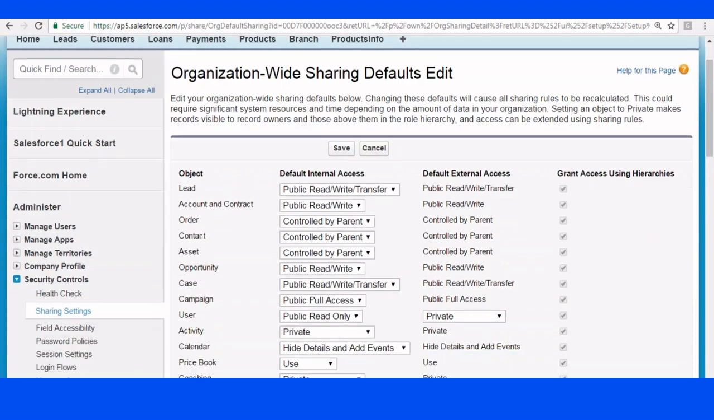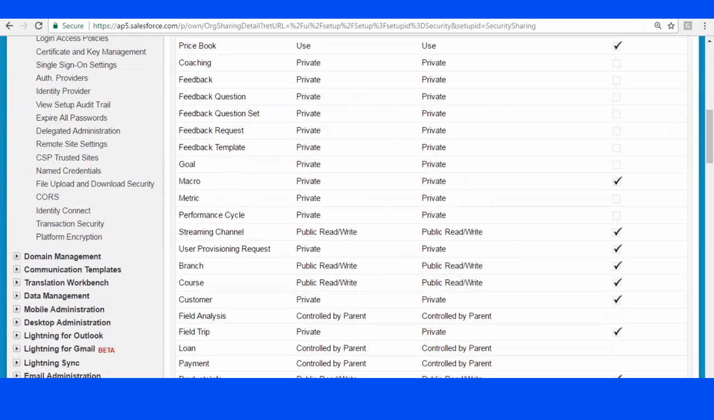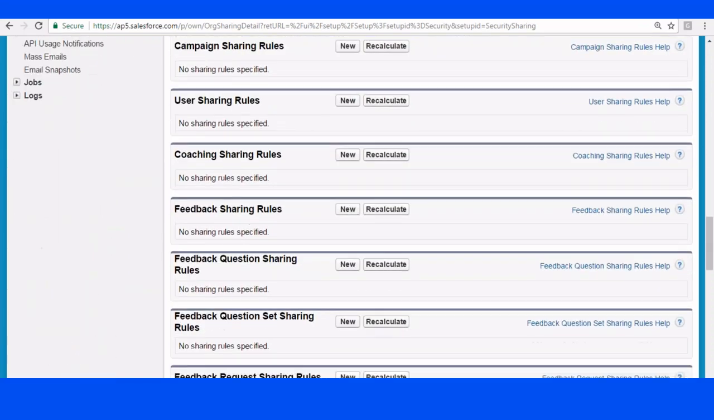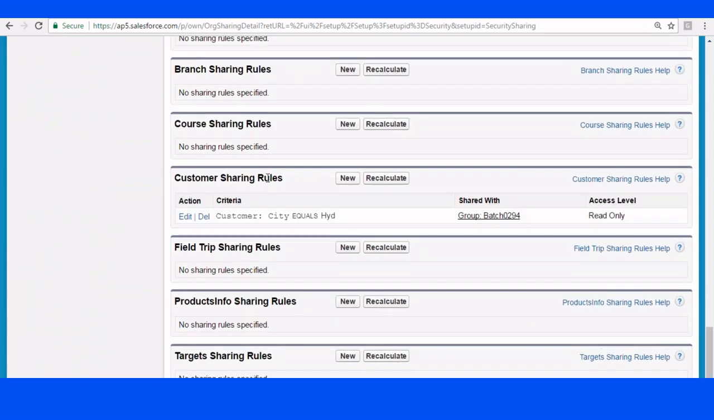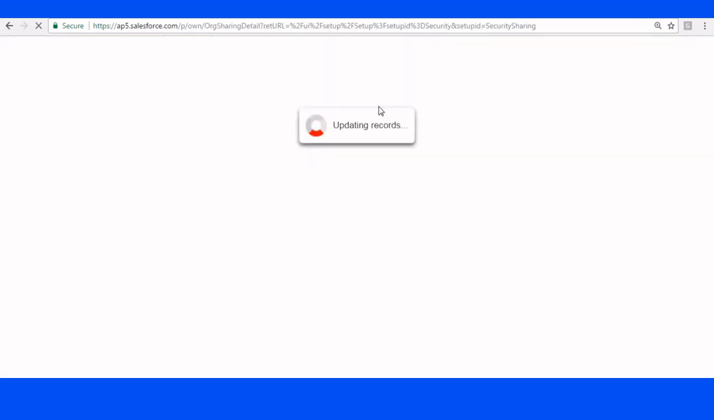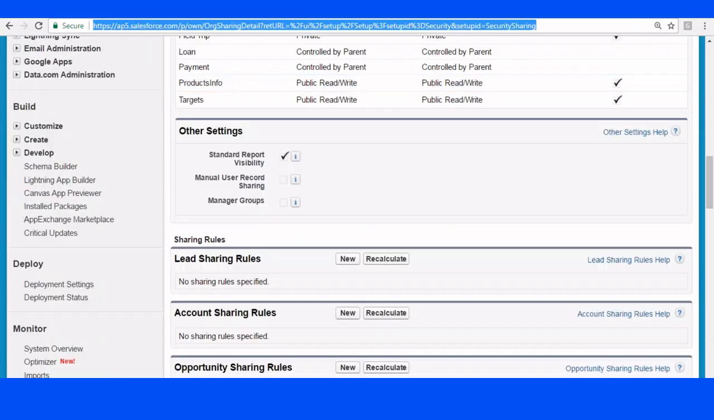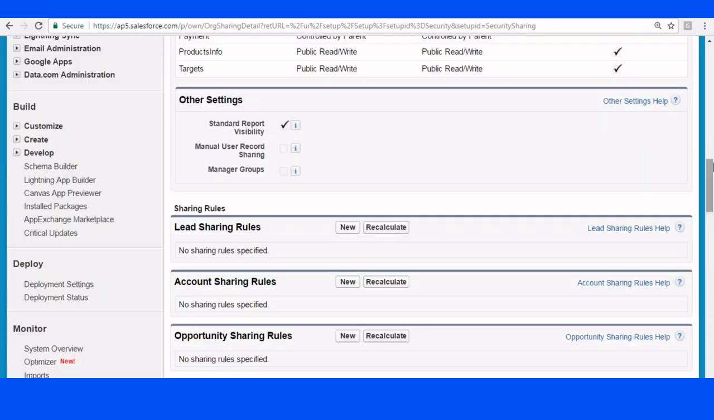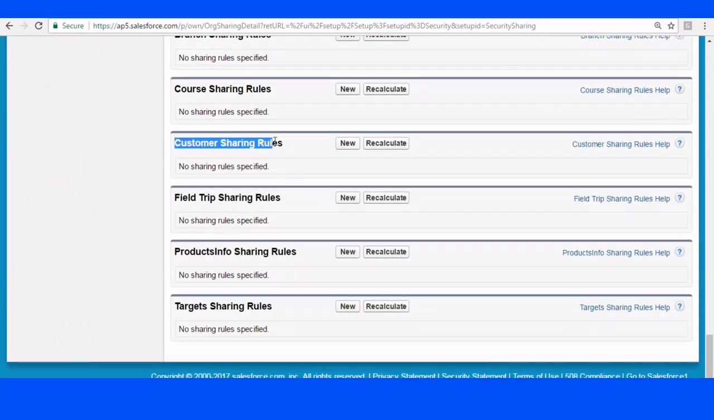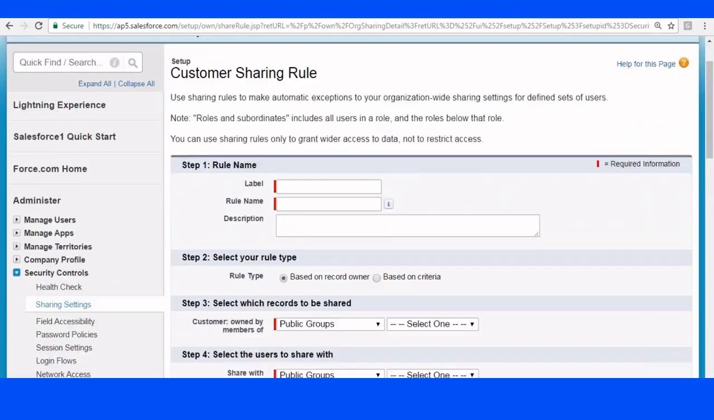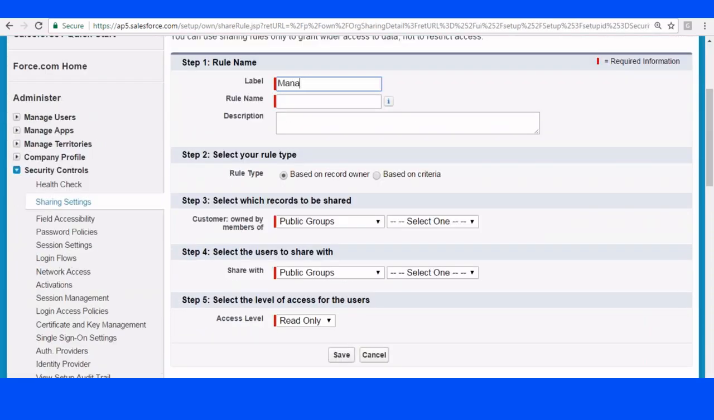edit, then I'm going for sharing settings, scroll down, you're finding it, custom sharing rules. Here I'm giving sharing rules. Custom sharing rules, new. Now it's owner based or criteria based.